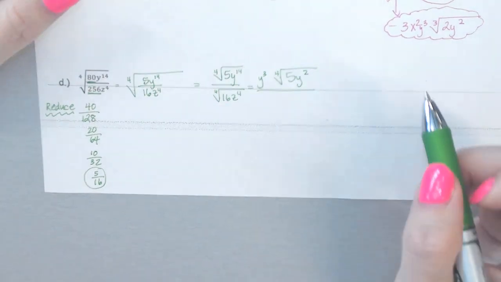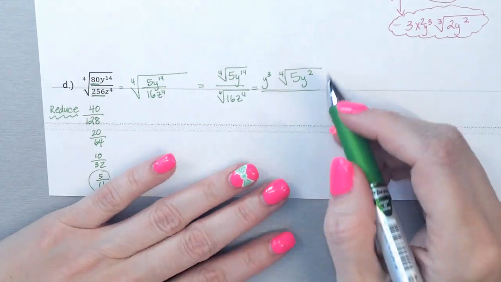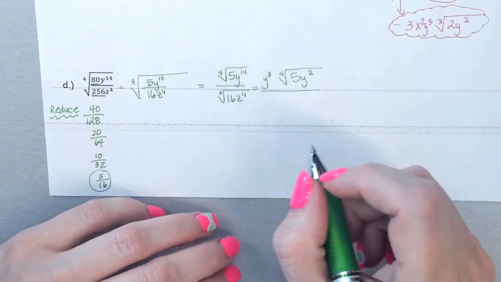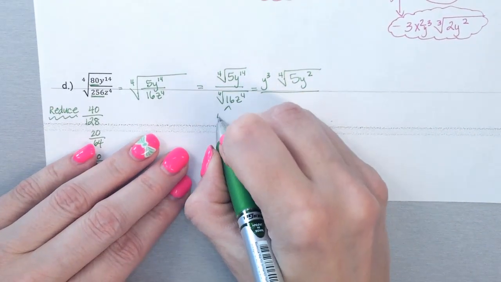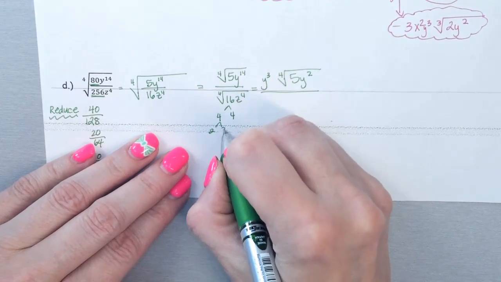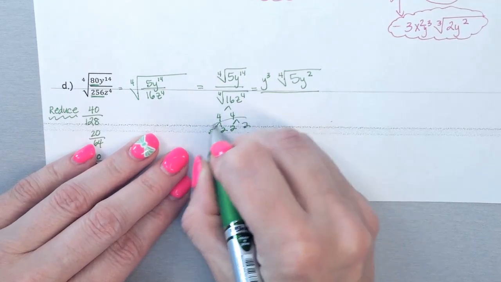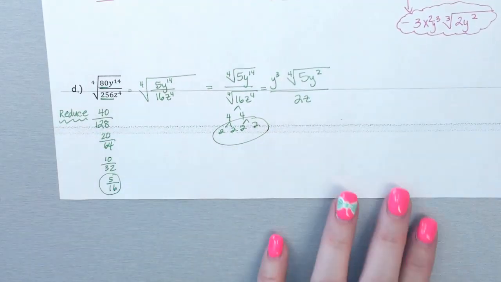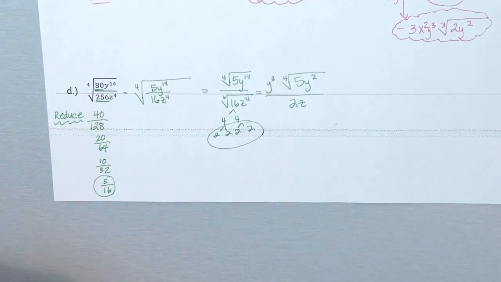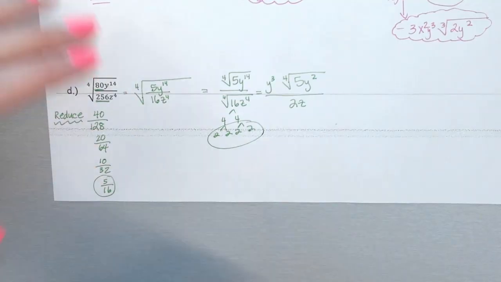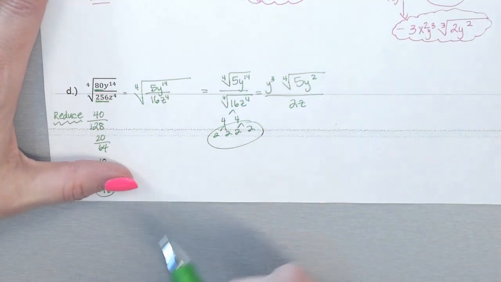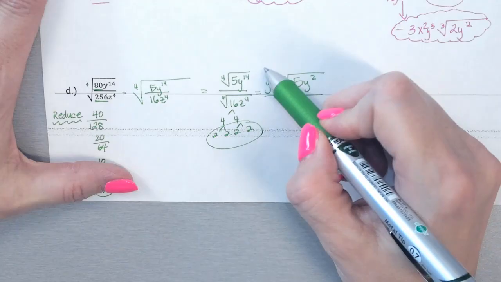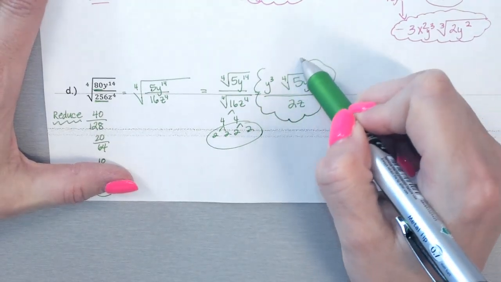Okay, and then once you have this, you're going to simplify here. You have 4 and 4, 2 and 2. All right, and then from there, this is going to be your final answer.